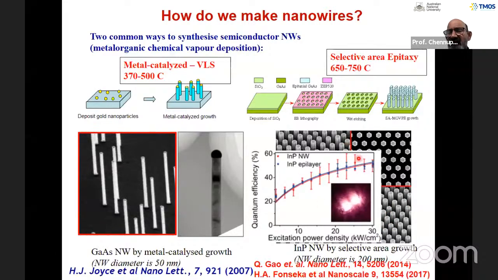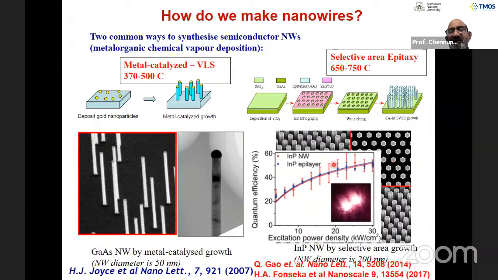So we've taken these indium phosphide nanowires, excited them with a laser pulse, and looked at the light coming out of them. And then we try to quantify the quantum efficiency of light emission as a function of the excitation power of the laser. And as you would predict, the higher the excitation power, the higher the quantum efficiency.